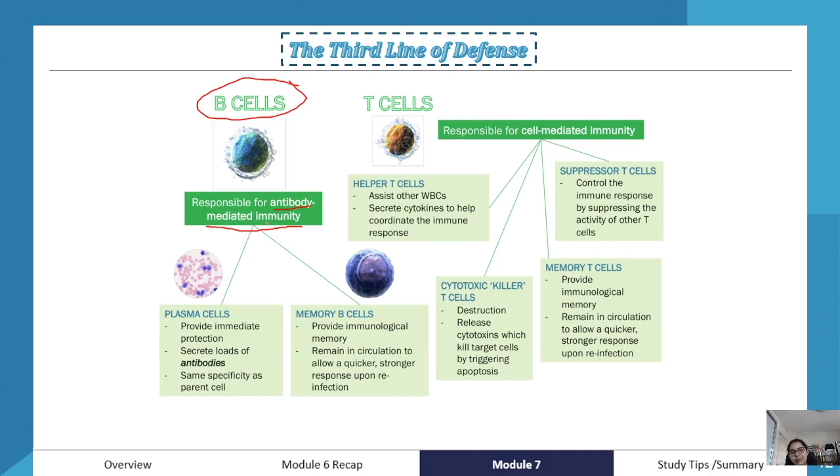And what happens is we've got two types of B cells. So B cells differentiate into two types of cells. They differentiate into either plasma cells, which provide immediate protection. It secretes loads of antibodies, and it has the same specificity as the parent cell. What does that mean? So let me just take one step back.